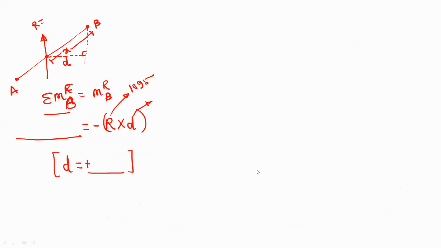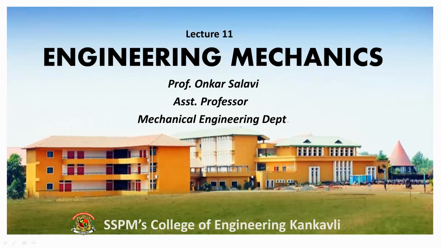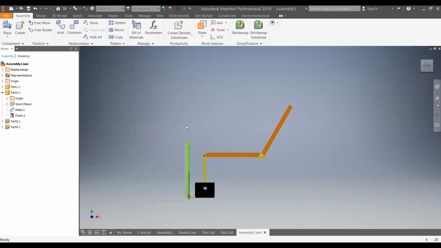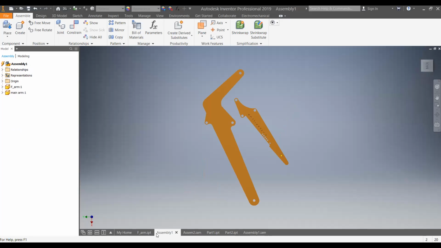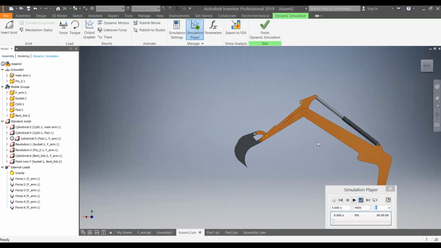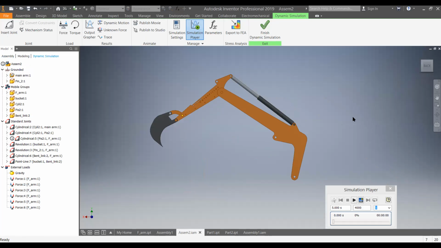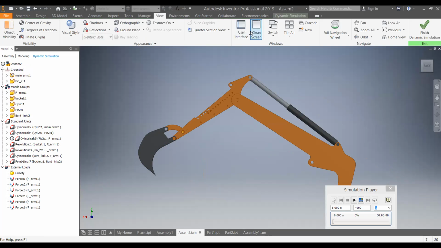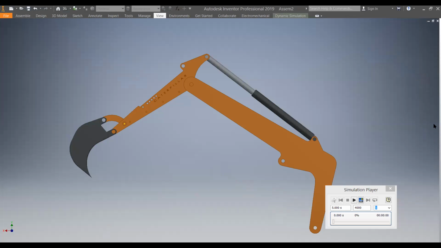So for the previous problem, which is on the excavator arm, I will show the simulation, how these forces will cause the movement of this arm. Then you can understand the practical application of this calculation, resultant and its location. So just check whether the screen is visible to you. Is the screen visible?